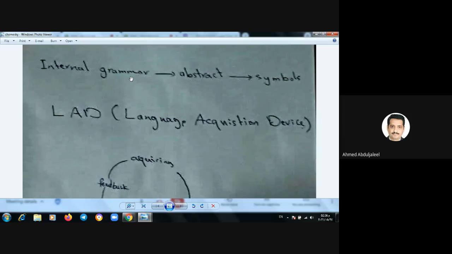Is it clear or shall I repeat? Yes, I'm going to repeat. Chomsky believes that human beings have an internal grammar in their brains, and this grammar is abstract. It is not related to a specific language. It's only symbols. This grammar makes people able to construct, to compose sentences that are not said before, and these sentences are systematic and well arranged. Is it okay?